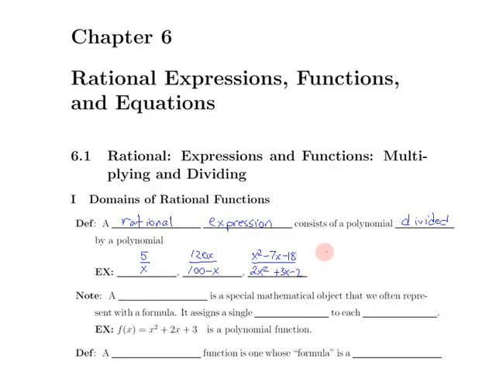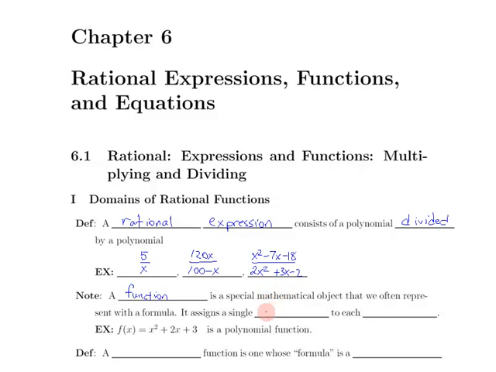These are just formulas, expressions that might represent real-world quantities, but in this case, notice that they have shown up in this fraction form. Okay, so that's what a rational expression is. It's an expression. Now, if we want to talk about a rational function, which is the title of the chapter, we need to know, just as a quick reminder, what is a function? A function in mathematics is a special object that we often represent with a formula.